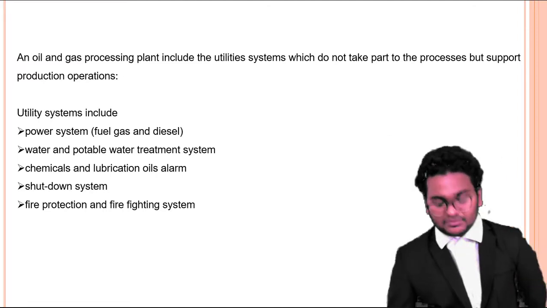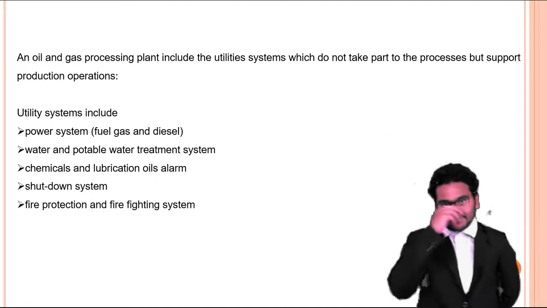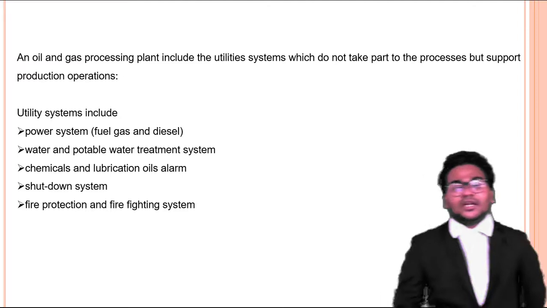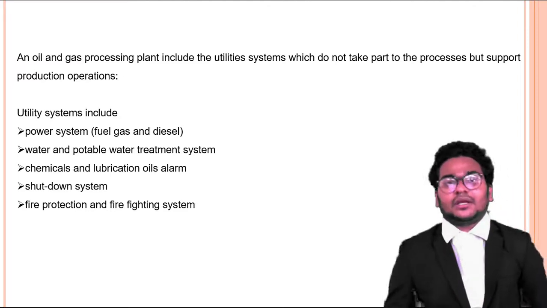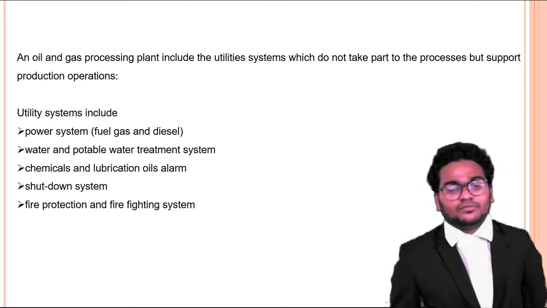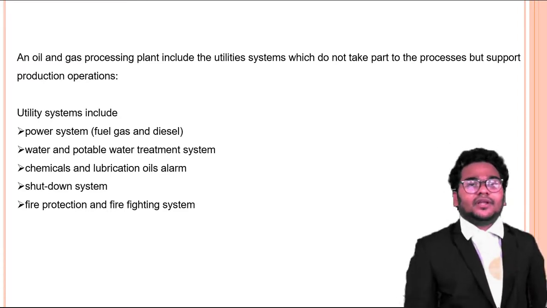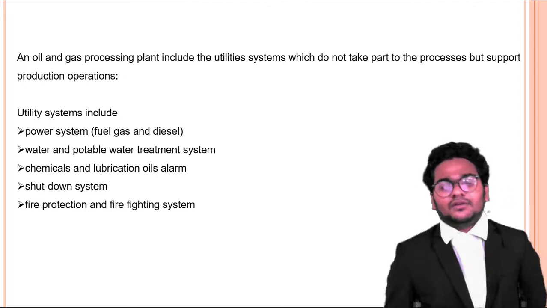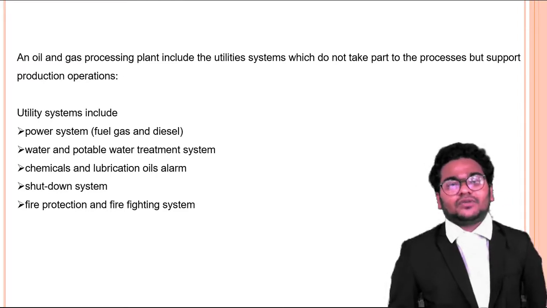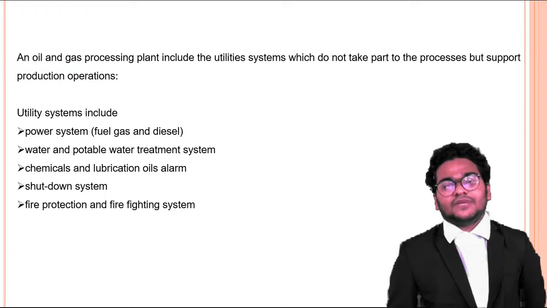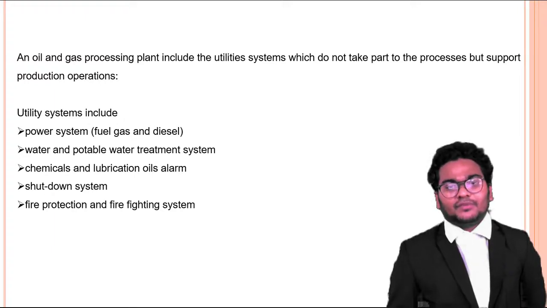The shutdown system. Suppose something happens, like an influx comes, so suddenly you have to shut down the well, otherwise it may become a blowout. So at that time you will do the shutdown process, the shutdown system. And then there is fire safety. Any industry needs fire safety equipment and safety procedures for the safety of the environment, the safety of the process and the safety of the people who are working there. So these are the things.